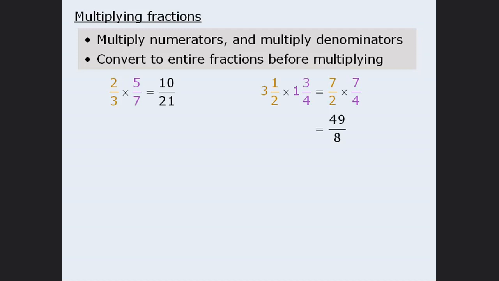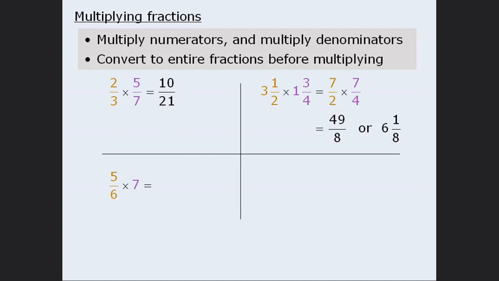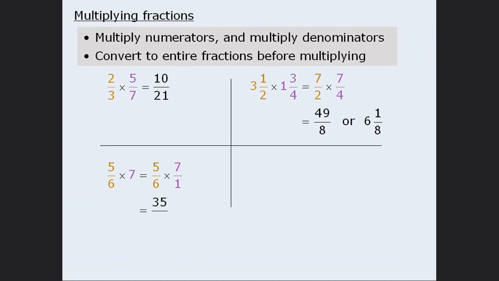If we wish, we can convert 49/8 into the mixed number 6 and 1/8. To find this next product, notice that we can first rewrite 7 as the fraction 7/1. And then when we multiply the numerators, we get 35, and when we multiply the denominators, we get 6. So 5/6 times 7 is equal to 35/6, and if we want, we can convert this to the mixed number 5 and 5/6. Finally, to multiply these three fractions, the rules remain the same.